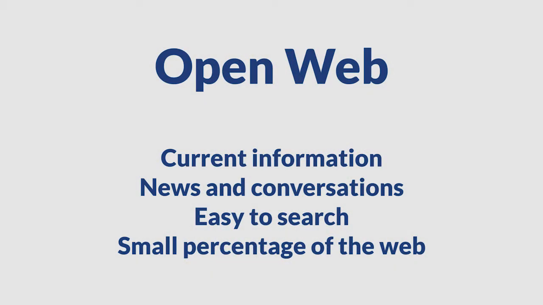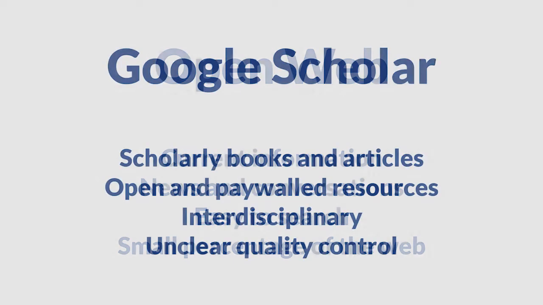In this video, we've looked at information presented in 3 different places: on the open web, in a large interdisciplinary database like Google Scholar, and in subject databases. Let's review a few of the benefits and drawbacks of each. The open web is a great place to look for current information. It's also a perfect place to find news and popular conversations in the form of websites, blogs, and social media. While the open web is easy to search, it actually only captures a fraction of the information on the internet.